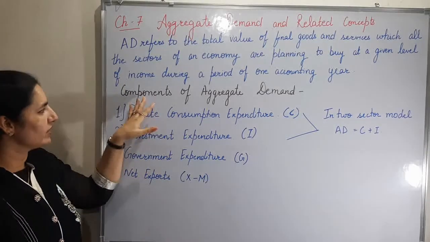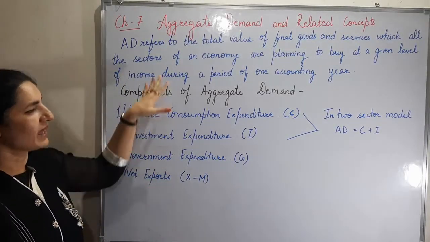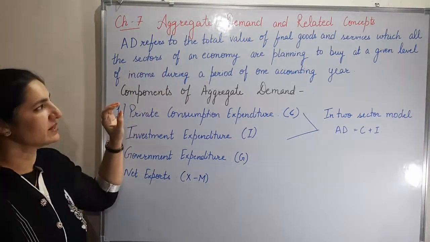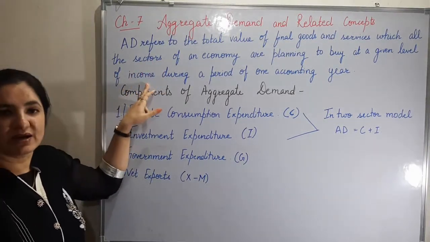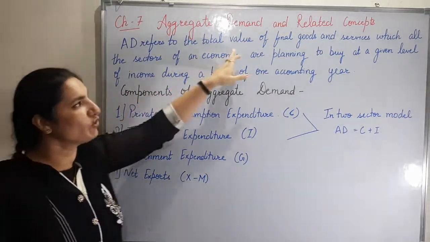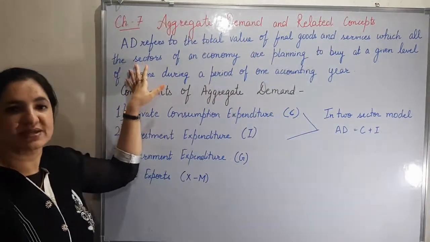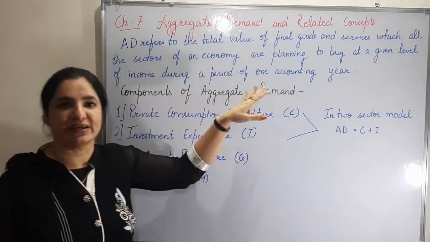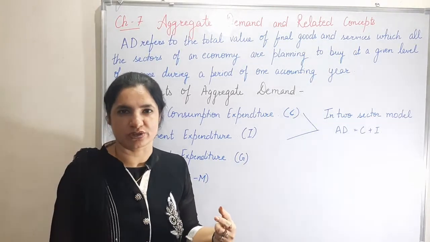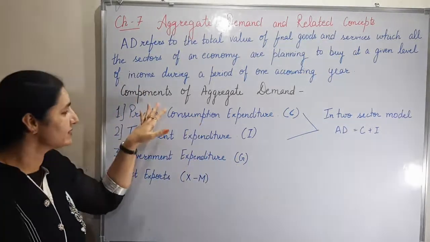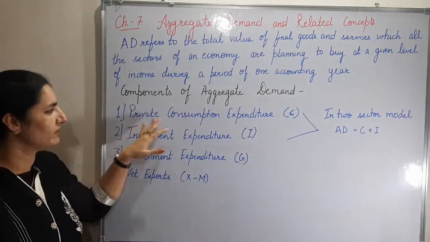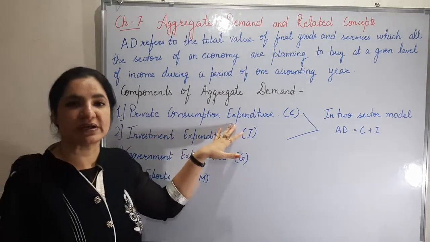So there are various components of aggregate demand as per the definition. This definition talks about income and the total value of final goods and services which all the sectors of the economy are planning to buy. It means there is a concern of expenditure also. So let us look at the components of aggregate demand. The first component is private consumption expenditure.